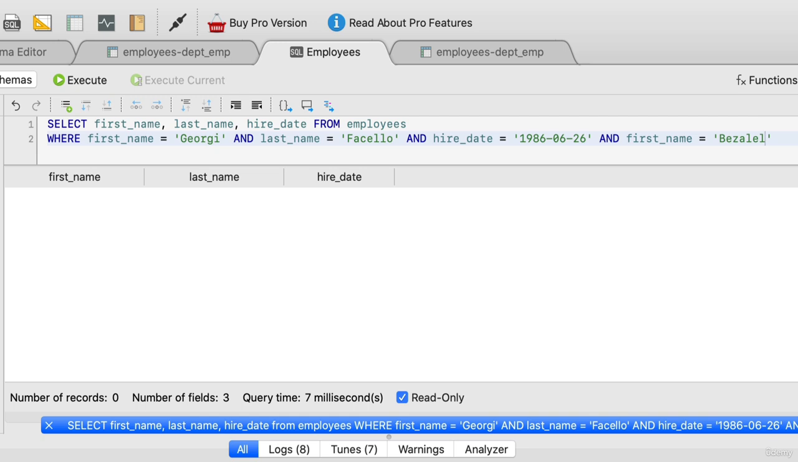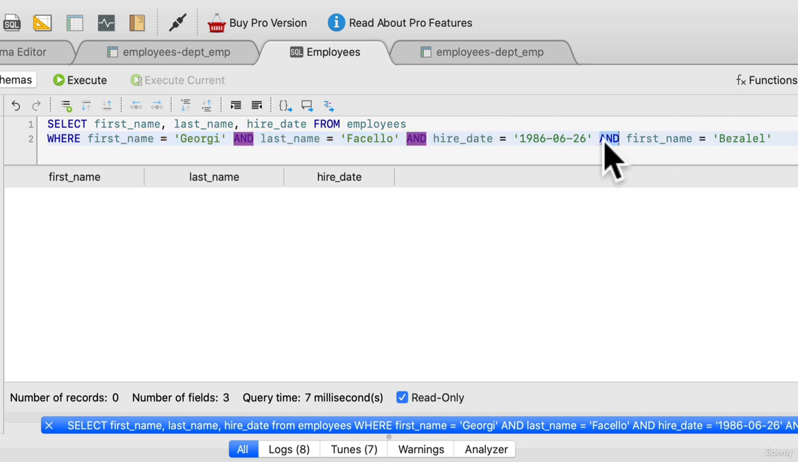What do I mean by that? An order of operations. Well, here we can see we're doing where first name equals Georgie and last name equals Vasillo. And then we're checking the hire date. So now it becomes complicated, right? And then we want to say, okay, but we also want Bezalel's information. So how are we going to get that? Well, our filter here is extremely specific, right? Well, we're filtering on 3 core pieces of data that link to Georgie. The first name, the last name, and the hire date. And so how are we going to get Bezalel's information?